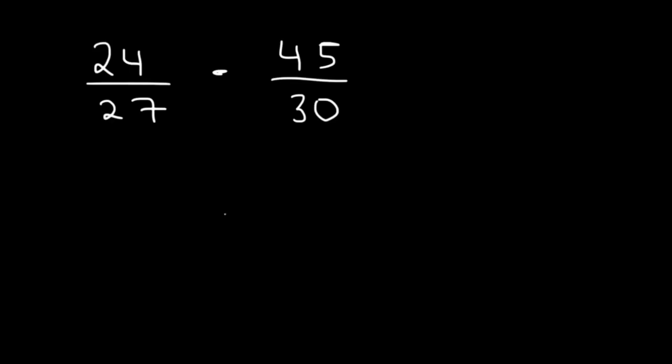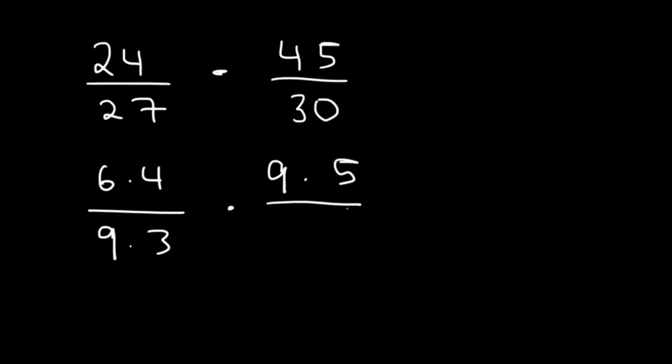For instance, 24 is basically 6 times 4. 27 is 9 times 3. 45 is 9 times 5. And 30 is 6 times 5. You want to break it in such a way that you can cancel some numbers. Here we can cancel a 5 because we have one on top and the other on the bottom. The same is true for the 9. And we can cancel a 6. So therefore, the final answer is 4 over 3.